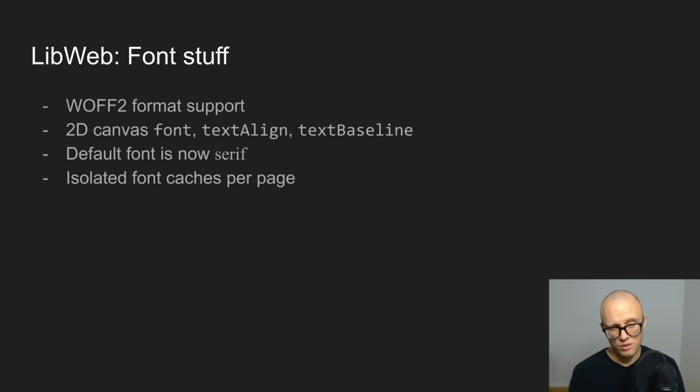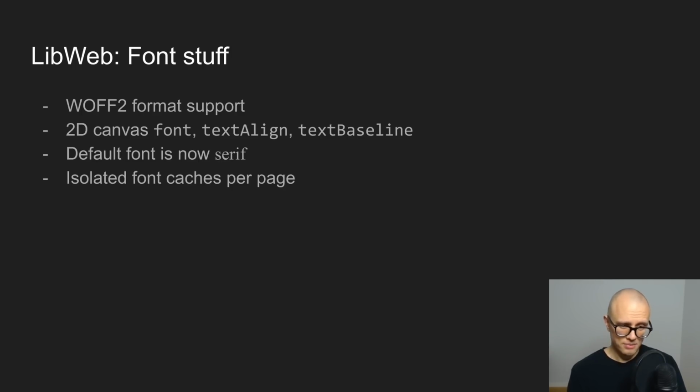And we also got 2D canvas context support for font, text align, and text baseline, which means that you can now change the font being used on 2D canvas. And that was implemented by Bastian. So thank you, Bastian, for improving our canvas. The default font is now serif. We had a sans serif default font forever for some reason, but all other major browsers, if you don't specify a font, will use a serif font by default. So now we behave the same way.